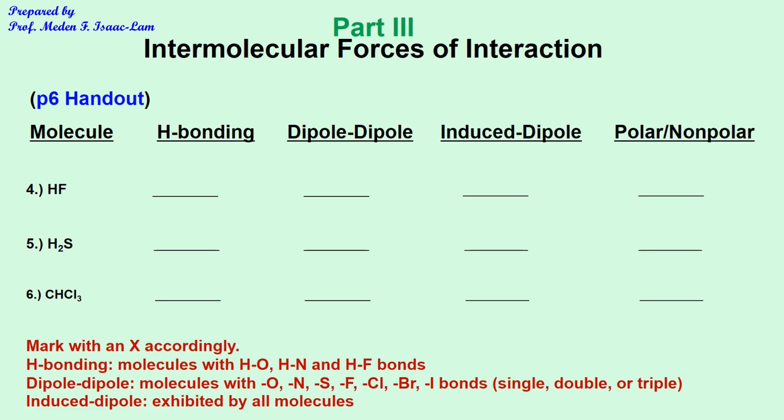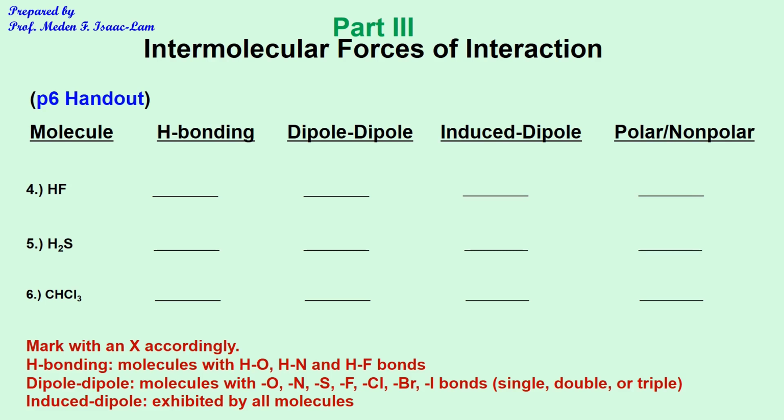Okay, number 6, CHCl3. Again, no H bonding because you don't have HO, HN, or HF. Dipole-dipole, yes, because you have chlorine. Okay? And then induced dipole, yes, right? So mark that with an X. Polar, yes, because the molecule is not symmetrical.